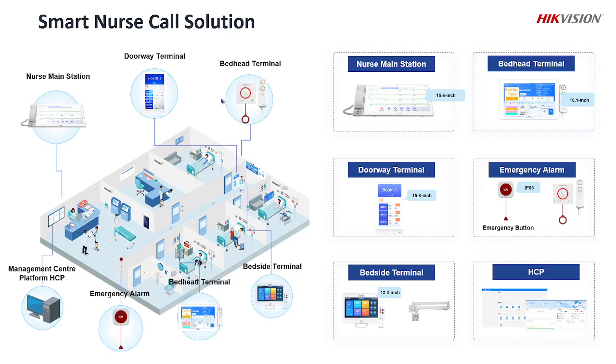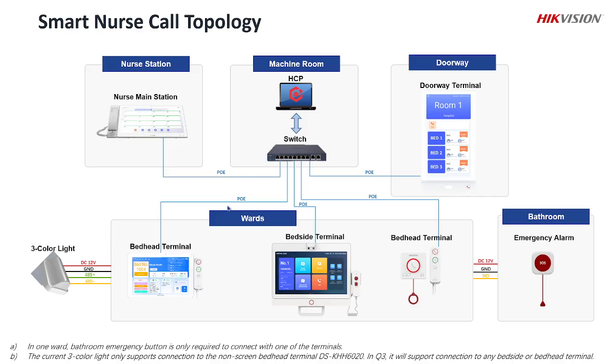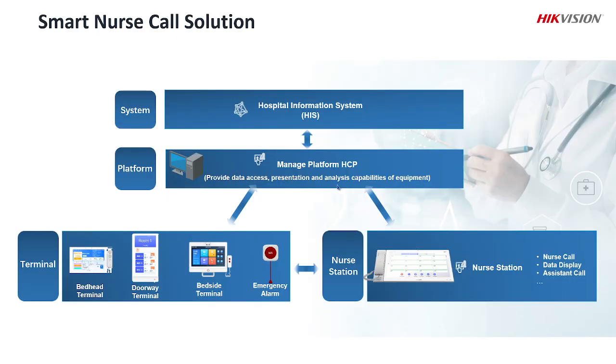So what do we introduce on the nurse call solution? The nurse main station, we have the bed head terminal, we have the doorway terminal, we have the emergency alarm, we have the bedside terminal, and finally, HCP. So then the solution, the topology is actually a network solution. So we introduce multiple coded information, and you'll see the bedside and bedhead terminals always have an extra cable, an extra alarm connection, for instance, to the bathroom for SOS calls and such.